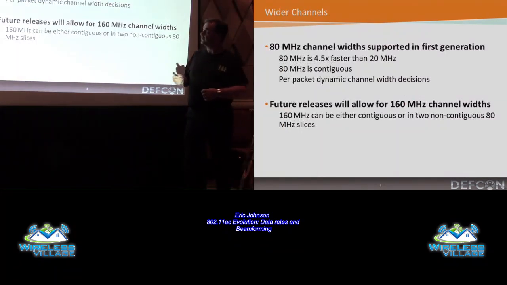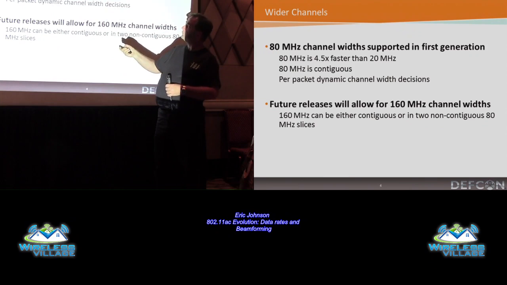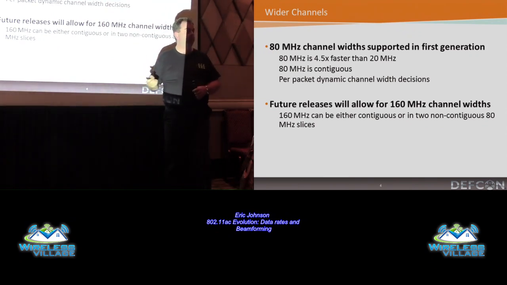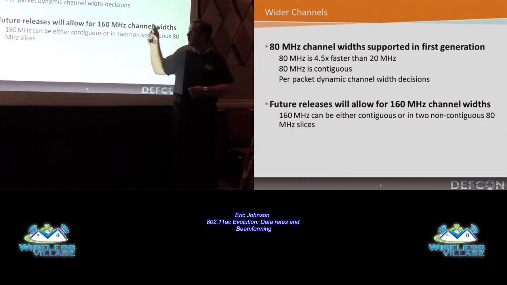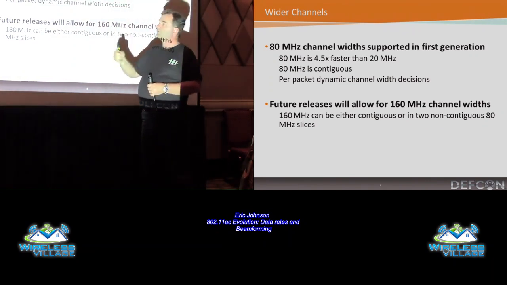80 megahertz channels. Now, this is a really interesting statement. Why is it 4.5 times faster than 20 megahertz? Isn't it just 4 times as wide? I'm going to show you why that's the case. The 80 megahertz channel has to be contiguous.